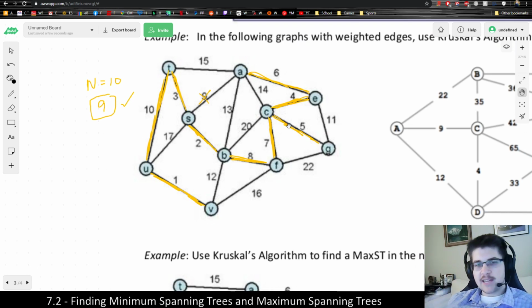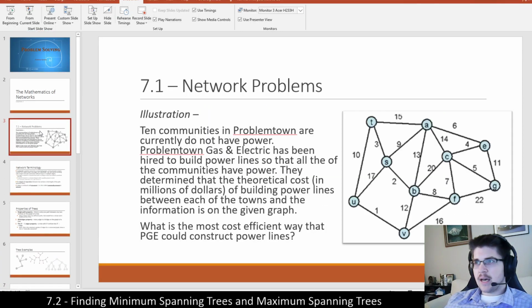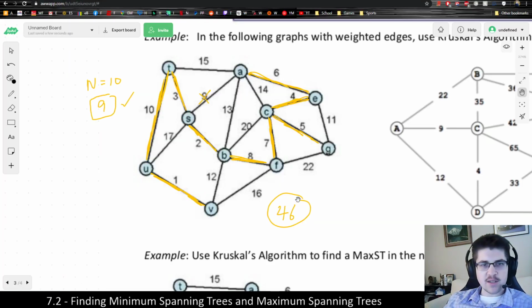Often what you're going to be asked for with the homework is the total cost or the total net weight, which would just be adding up all the numbers. So 1, 11, 14, 16, 24, 31, 36, 40, 46, I believe, assuming I did that correctly in my head. Going back to the very original problem, we have now finally solved it. Each of those were costing millions of dollars. So we can now answer the question. It's going to cost us $46 million to build those power lines and make sure all of those cities are connected.